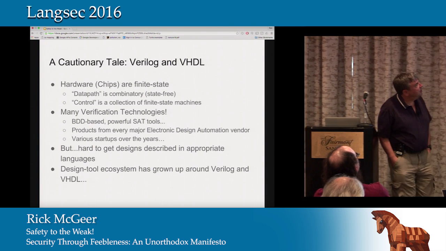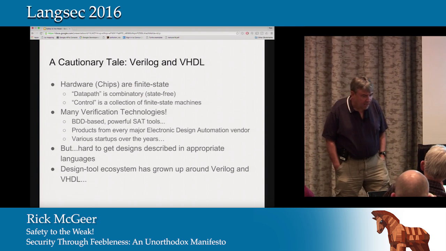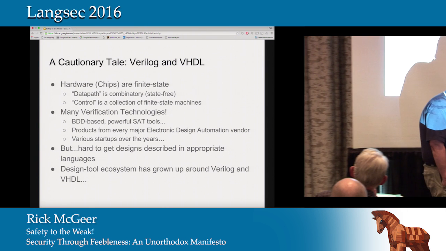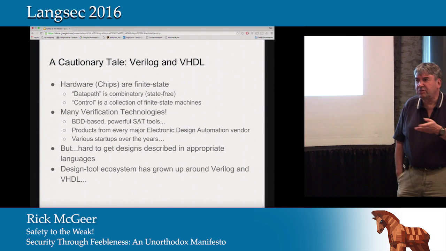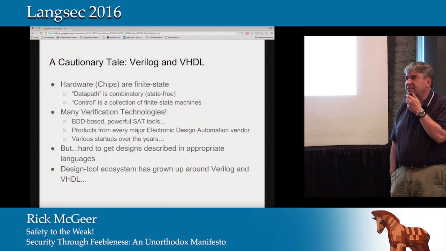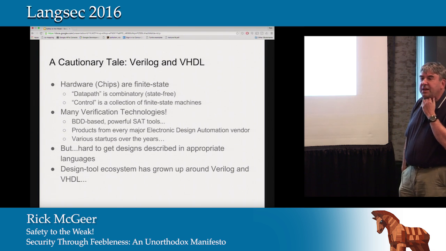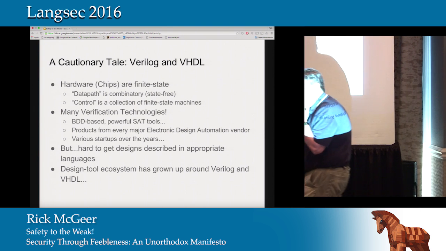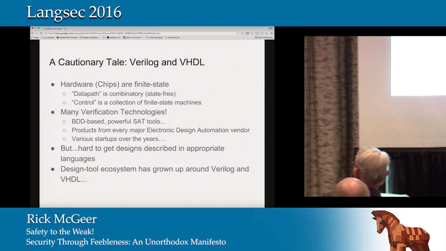So let's go to something of a cautionary tale. This is why languages really matter. And this is Verilog and VHDL. Who's heard of Verilog and VHDL around here? All right. Has anybody here written code in them? Is there anybody here who's liked it? You're a strange, sad person.